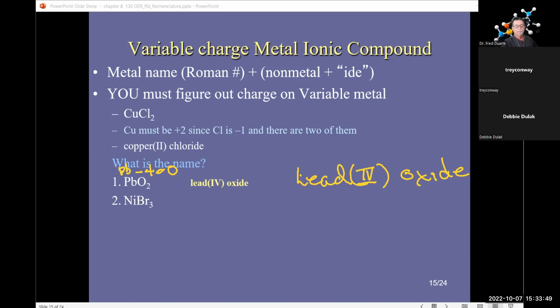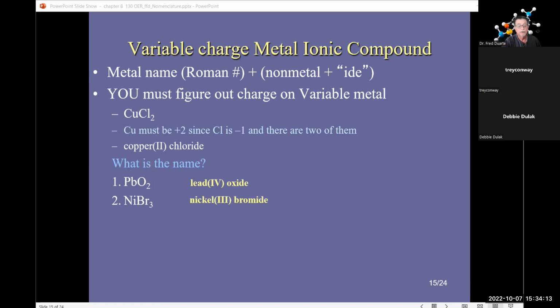Okay, nickel. Okay, what do I know? Base name, I can write that down real quick. Oh, my pen just died on me. Okay, so I got -3 over here, and the nickel must be a +3. Clear all this mess up. Nickel 3 bromide.